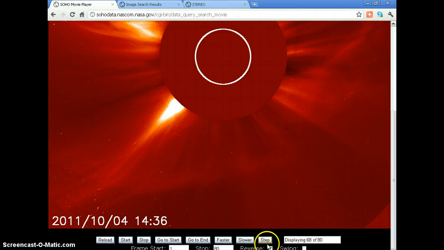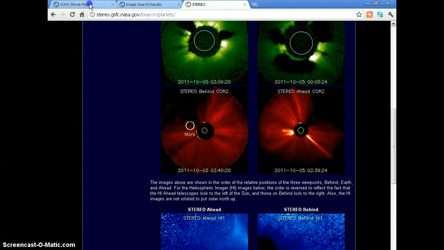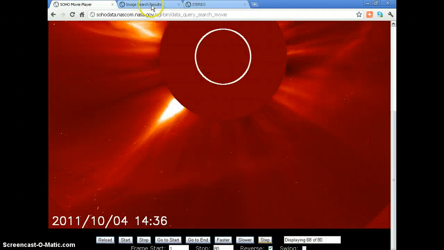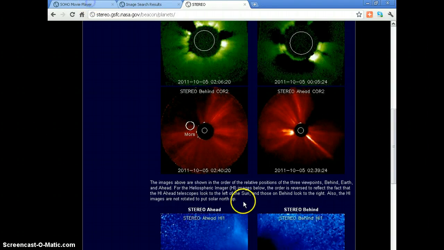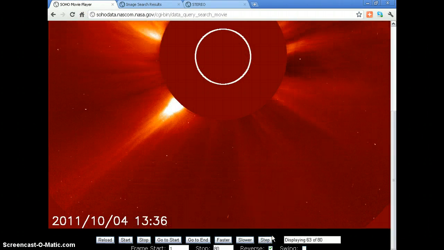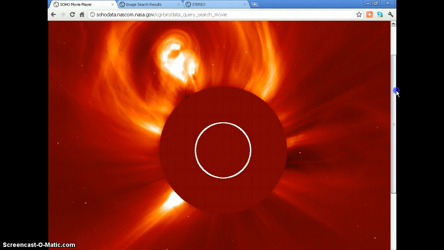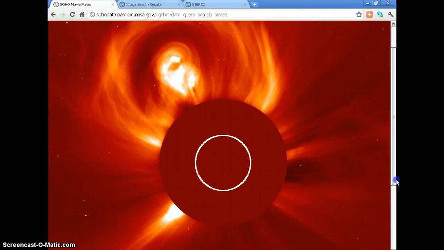I want to go back to the explosion. And again, look at this. That is huge. Whatever this is, it's huge. Let's have a look. Okay, so we're back at the explosion. There's the major CME explosion.